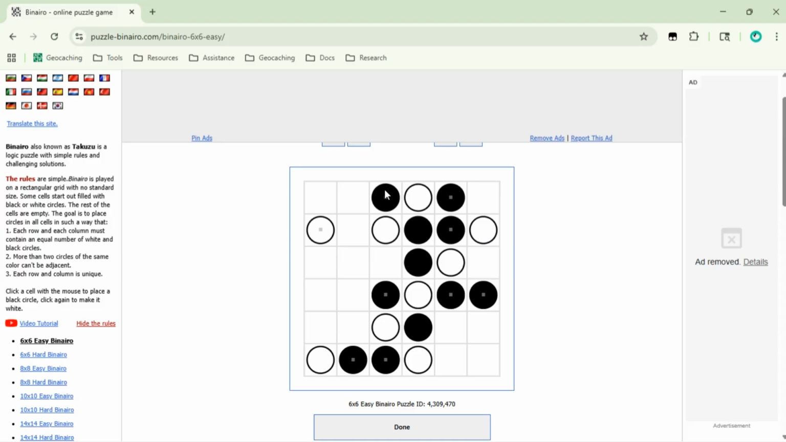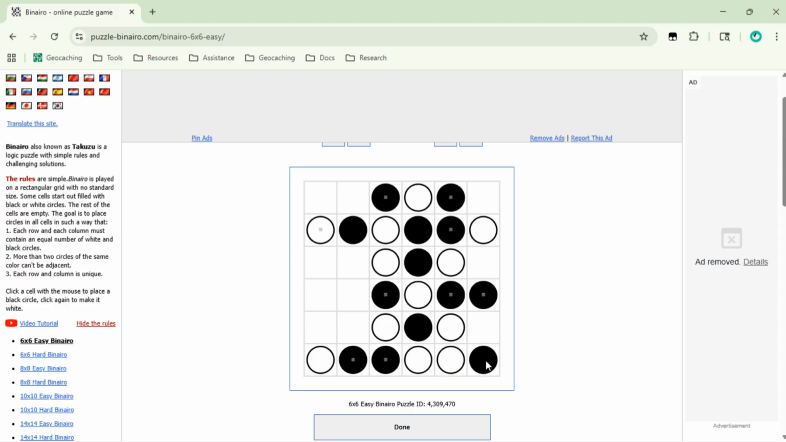Same here. We have 3 black ones, so we can't do another black one, so this one has to be white. And here we have 3 in a row, so the one in the middle has to be black. So here we have 3 black ones in this column, so we know that the last 2 have to be white. And then here we have 2 in a row, so this one has to be black.